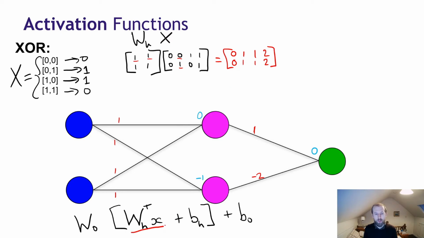We now need to add the biases, which I'm going to do in blue. So that's going to be plus this 0, minus 1. So it's going to look like this.